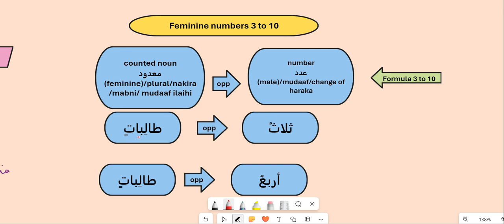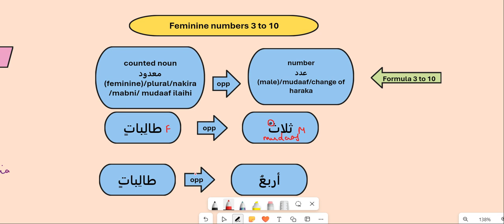So talibatin: it's nakira, it's mudaf ilayh, and it's plural. So the opposite: if this is feminine, the opposite will be thalathu. This is the male number and this is feminine. So the gender will be opposite now. And since this is a mudaf, you can see a mudaf will always carry a single haraka. So here I have given a dhamma because there is nothing before thalatha, so it will remain in marfu case.